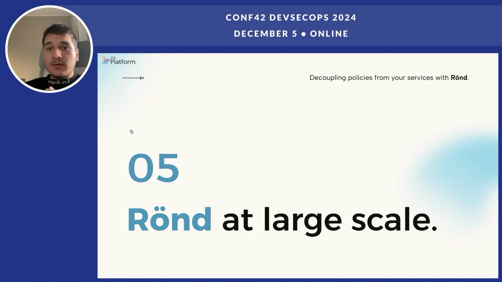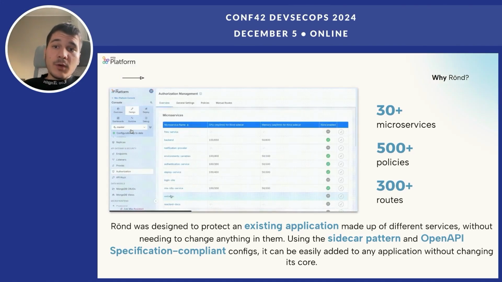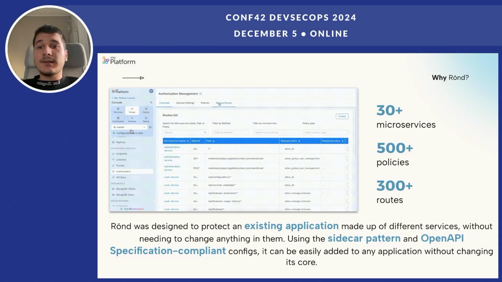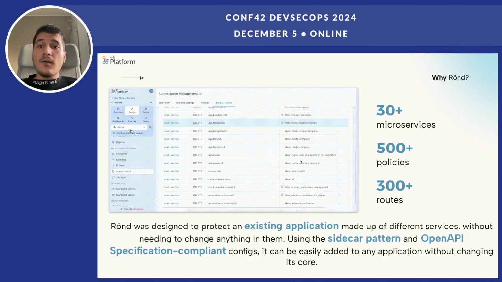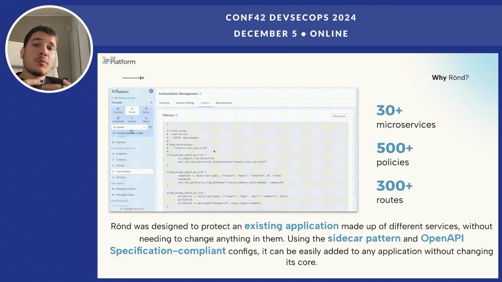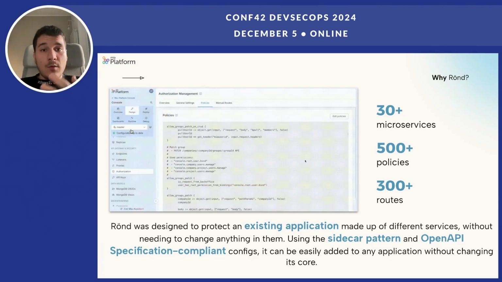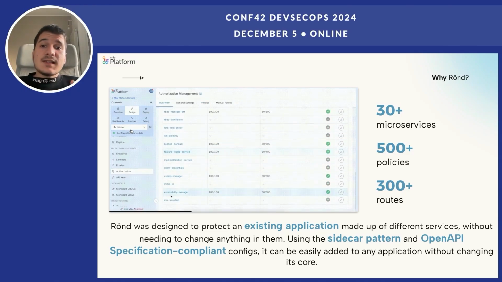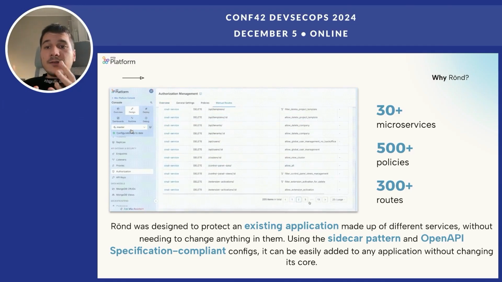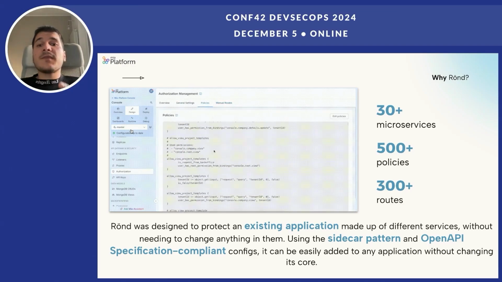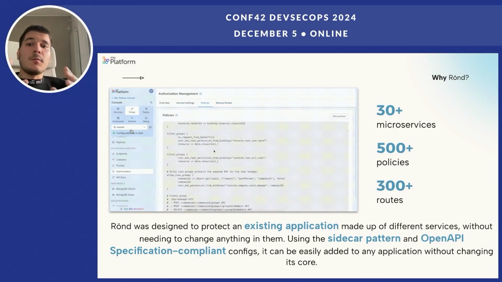Now, we get to the point. Let's talk about why Rönd was created and how it is used at large scale. At Mia-Platform, we created Rönd to manage the entire authorization flow of our EDP, and it is also provided as an authorization mechanism for the workloads managed by our platform from our clients. For the EDP alone, Rönd is currently running on more than 30 microservices, managing over 5,000 policies across more than 300 routes.